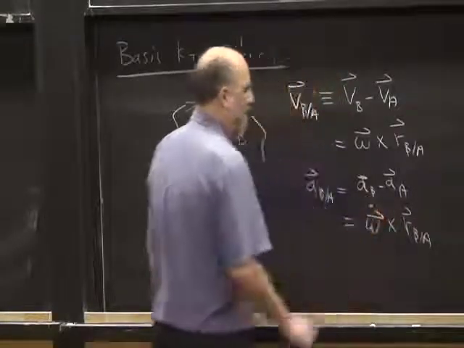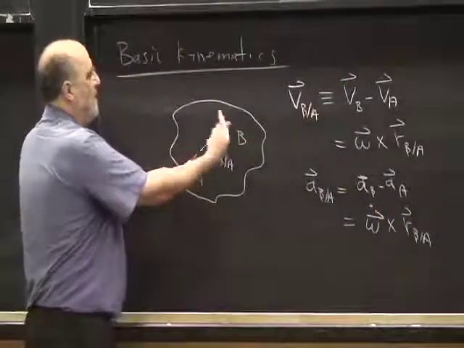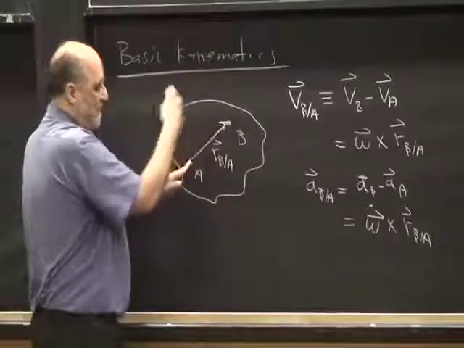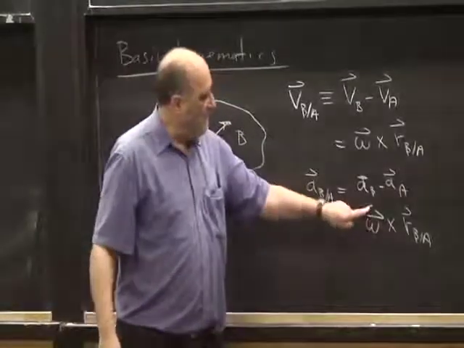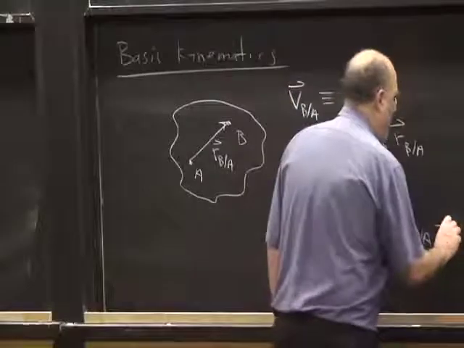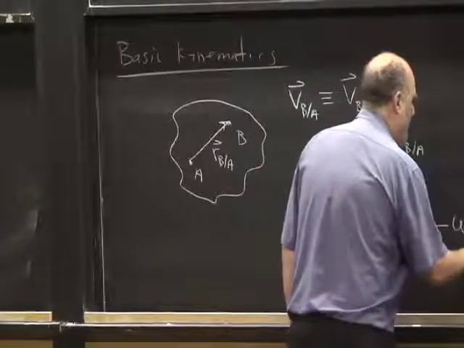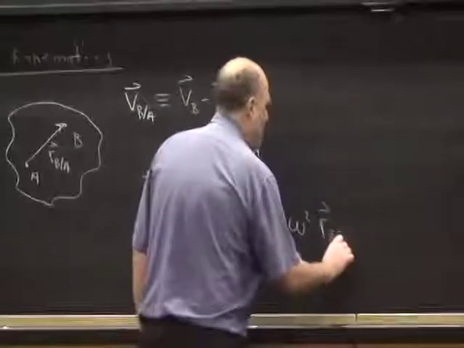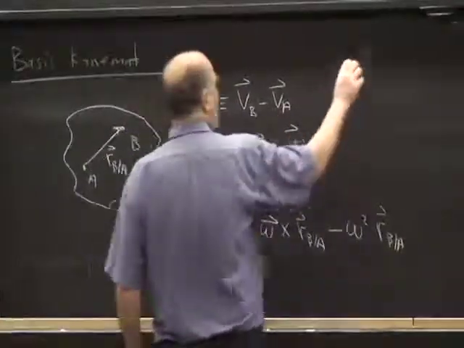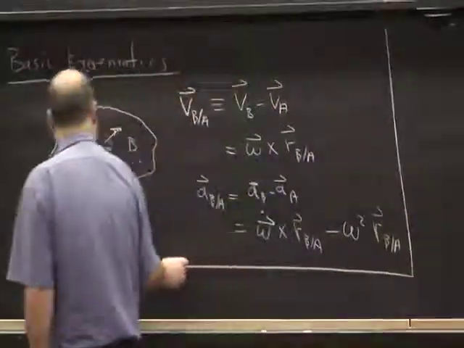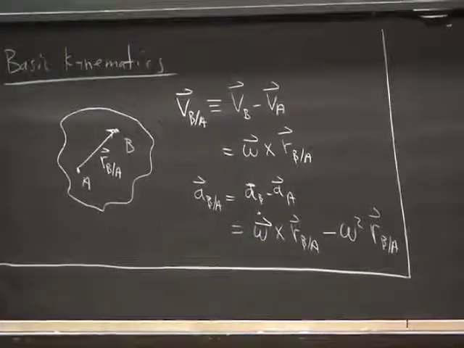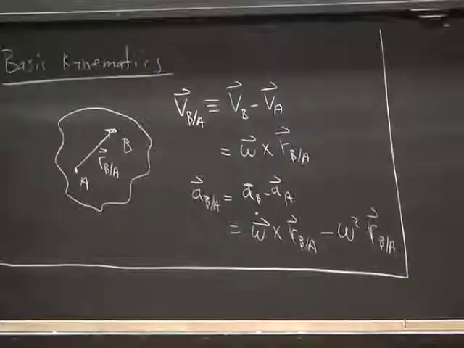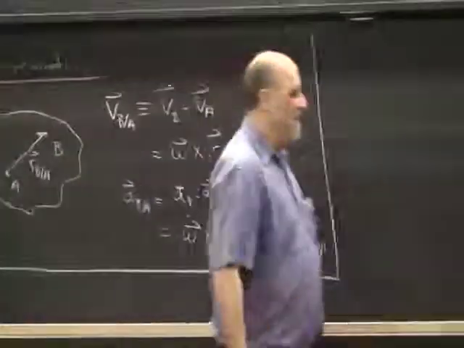But that's not all there is to the acceleration. That's the acceleration of this thing going this way if it is spinning faster and faster, if the angular velocity is increasing. We also have a centripetal term, which is minus omega squared times the position of B with respect to A. So we have this kinematics to work with all the time. Now we'd like to use this kinematics in this problem to figure out what's going on.